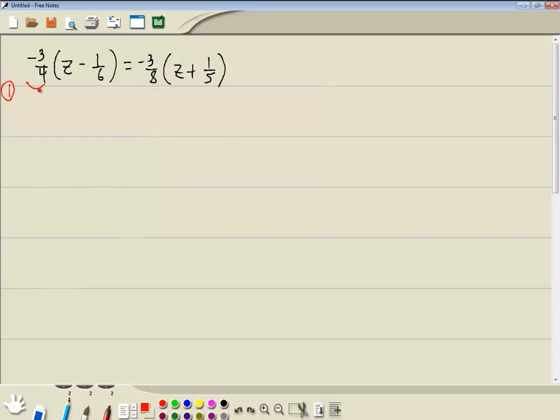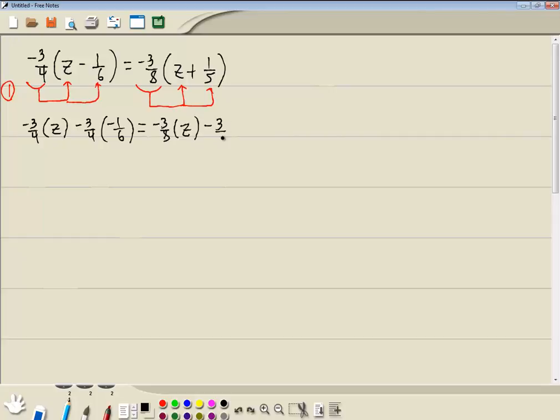So we're going to take this negative 3/4, we'll multiply it times the first term, times Z, and times the second term, negative 1/6. And then we'll take negative 3/8, multiply it times the Z, and then multiply it times the 1/5. So we got negative 3/4 times Z minus 3/4 times negative 1/6 equals negative 3/8 times Z minus 3/8 times 1/5.